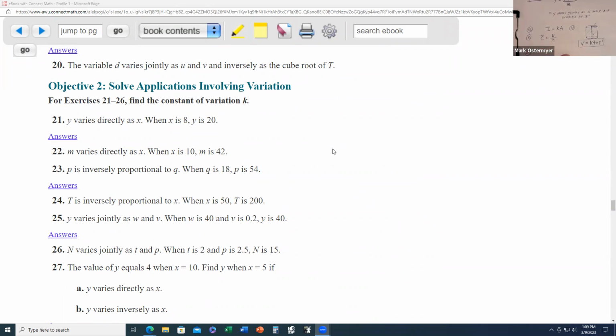Number 22 says P is inversely proportional. Oops, wrong problem. Number 22: M varies directly as X. When X is 10, M is 42. They want us to find K, the variation constant.